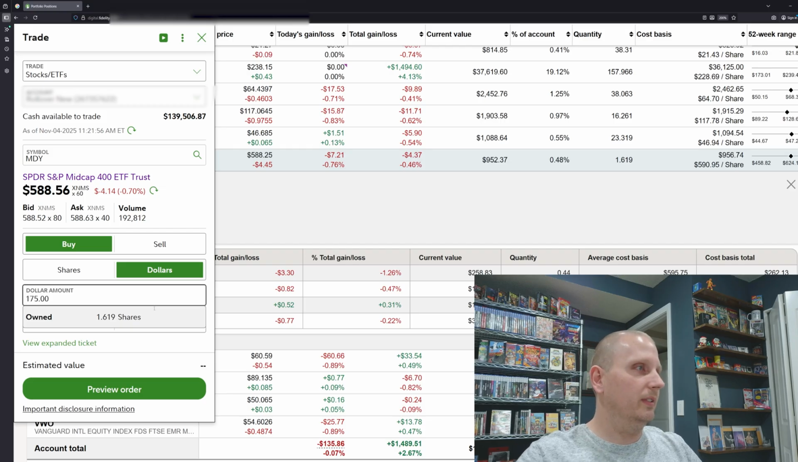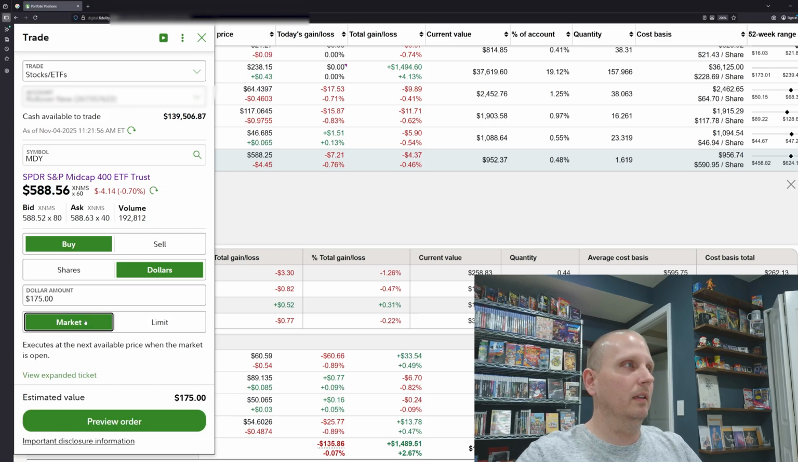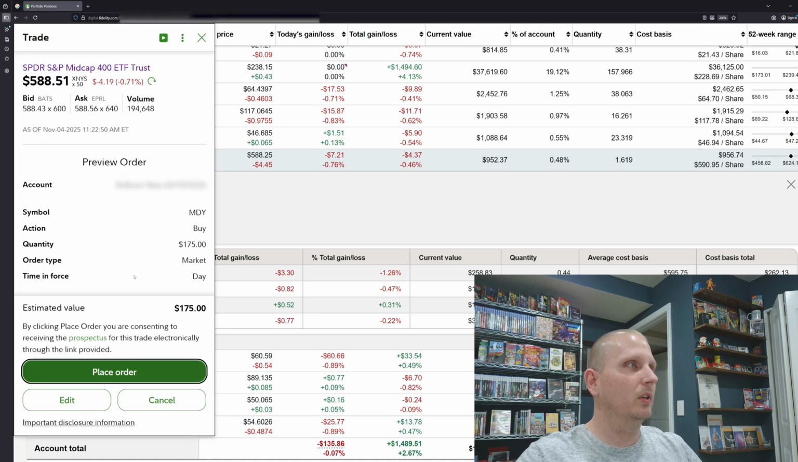So let's do $175. We're going to do a market order, which just means that it's going to execute at the price right now. Whatever market price is when we hit buy, that's where it's going to price at. So it's going to be right around this 588.56. There's really no reason for regular investors to be hemming and hawing over pennies. So preview order, and then all we have to do is hit place order.